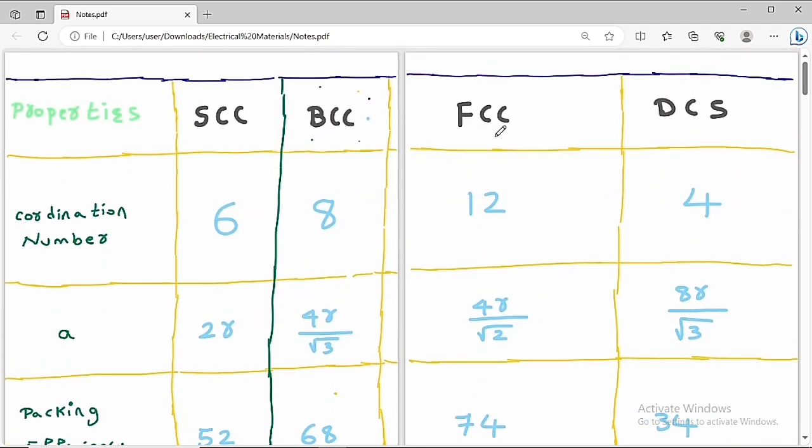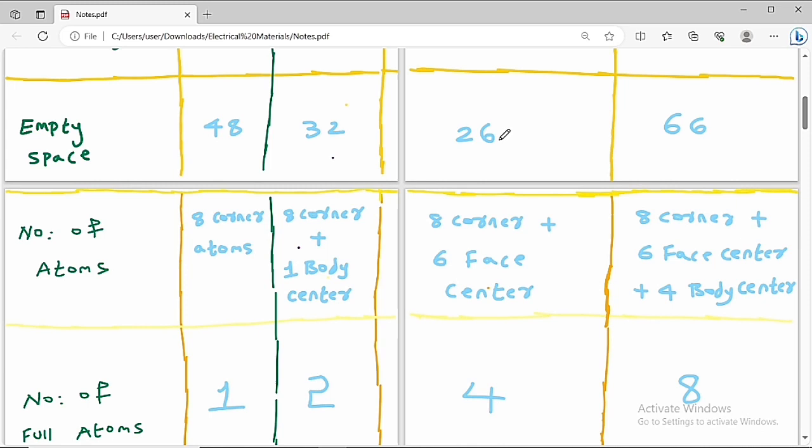In the case of FCC, we are going to have 8 corner atoms as well as 6 face center atoms, because in the case of a cube, we have 8 corners and also we have 6 faces. Therefore, we are going to keep 8 corner atoms as well as 6 face center atoms.